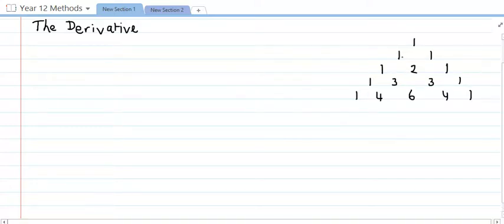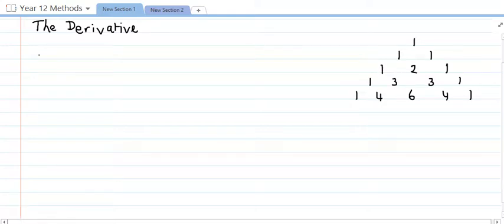So the pattern being that the sum of the two numbers above form the number below. So 1 plus 1 is 2, likewise 2 plus 1 is 3, and 3 plus 3 is 6, and so on. So this is Pascal's triangle, and this goes on forever. But the thing is, the numbers here correspond to the coefficients in binomial expansions.